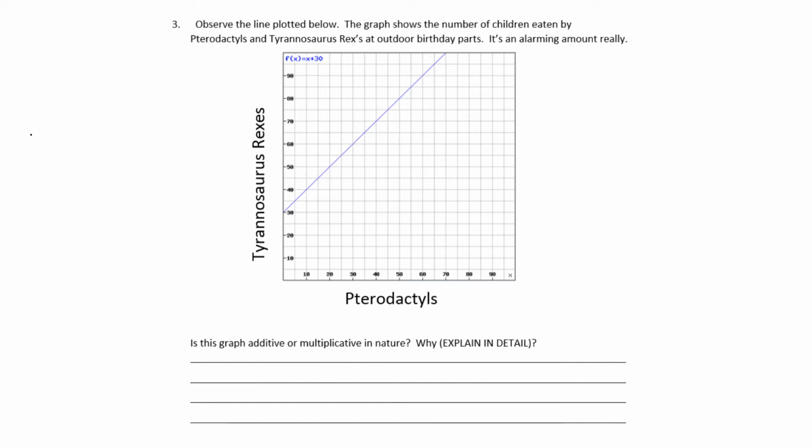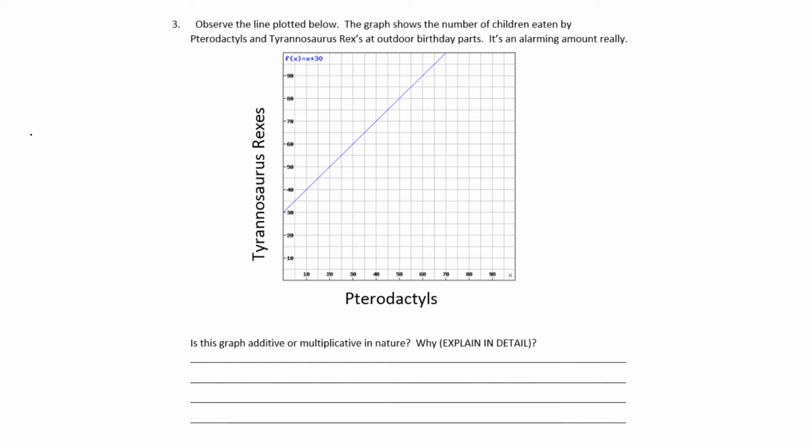And the question says, observe the line plotted below. The graph shows the number of children eaten by pterodactyls and Tyrannosaurus rexes at outdoor birthday parties. It's an alarming amount, really. And it says, is this graph additive or multiplicative in nature? Why? And explain it in detail.